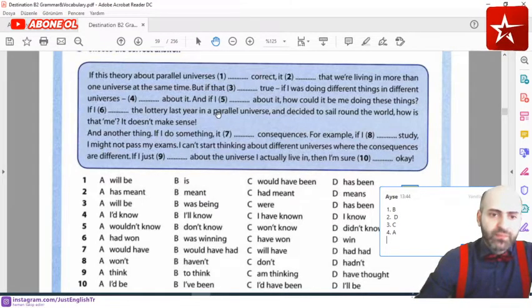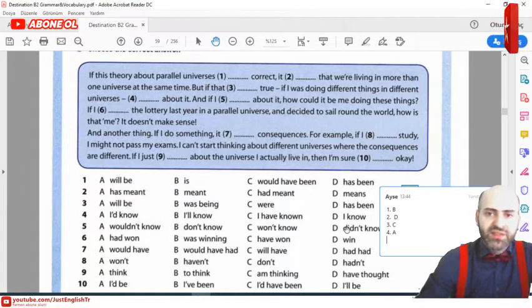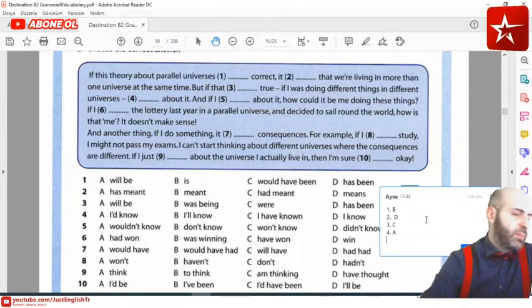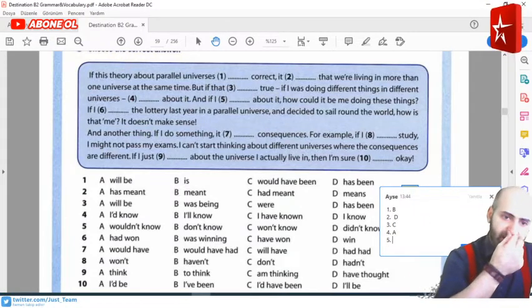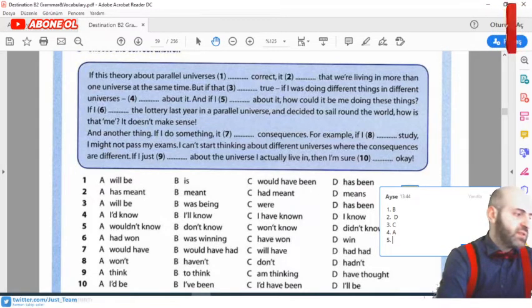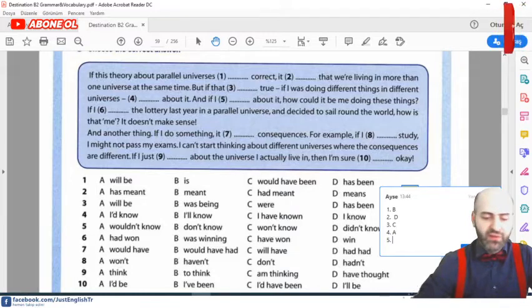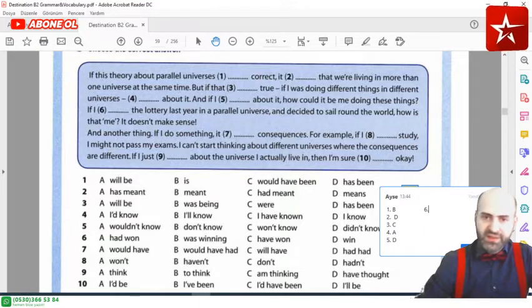And if I would not know about it, don't know about it, won't know about it, or did not know about it, how could it be me doing these things? What do you think? Number 5. It is related to number 4, guys. Pay attention to what we used in number 4 and decide for number 5 what we need. Serdar and Vanya, you are correct. For number 5, we need D. True.